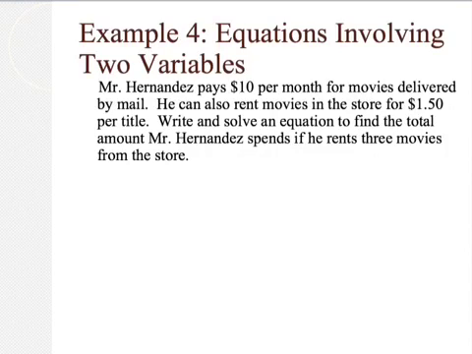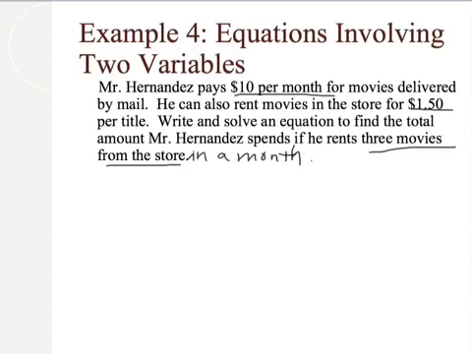Okay, friends, you have been working hard. This is the last example. Example 4, we're going to consider equations with two variables, or two things that are not necessarily known. Mr. Hernandez pays $10 a month for movies delivered directly to his house by mail. He can rent movies at the store for $1.50 per title. Write and solve an equation to find the total amount Mr. Hernandez spends if he rents 3 movies from the store. I should probably add in a month, I think that might be clearer.